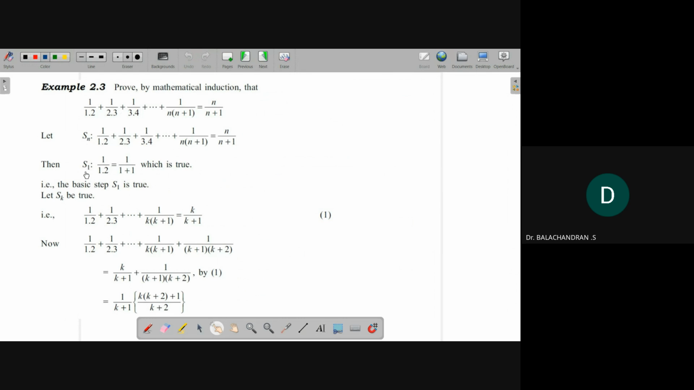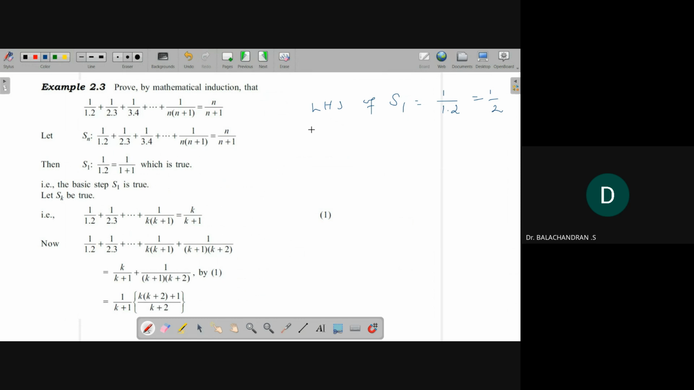So now I'm going to check it. What is the left hand side here? For n equal to 1, the left hand side of S1, LHS of S1, is equal to 1 by 1 into 2, that is 1 by 2.